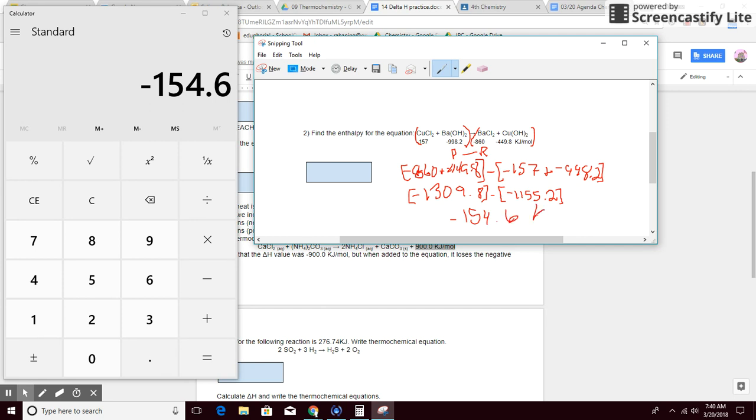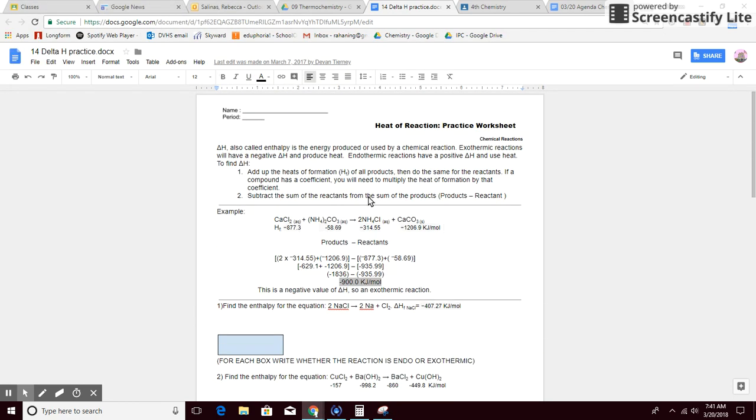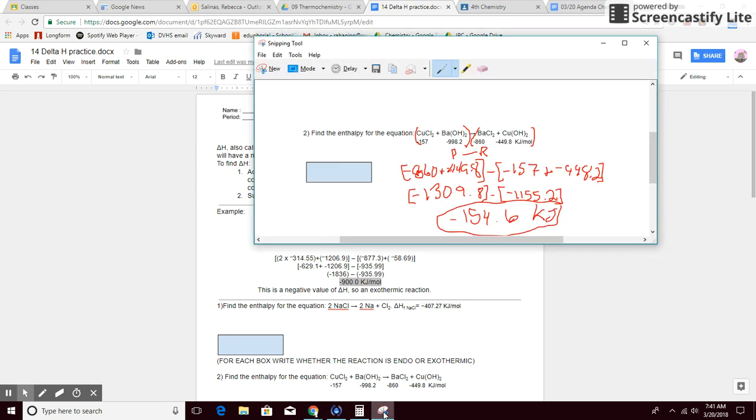All right, kilojoules are my units. Okay, I got a negative answer this time. Again, if we look back up at the top of your worksheet, it says exothermic reactions will have a negative delta H. So that means that this is an exothermic reaction. It's producing heat.